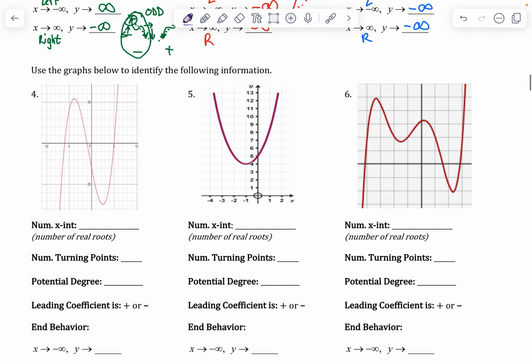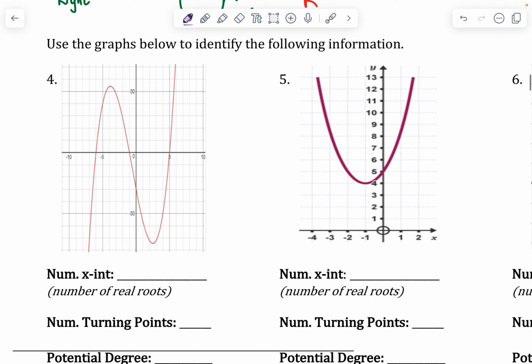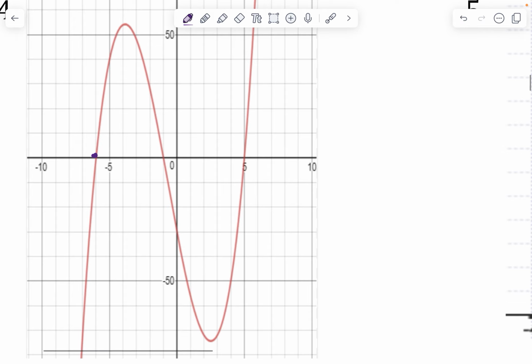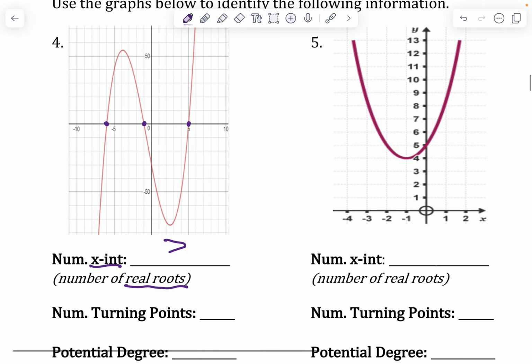So to finish this up, we're going to look at the graphs here. And now notice the first thing we're going to look at here is a slight difference from the last one. So look, this is asking for the number of x-intercepts or the number of real roots. So guys, real roots are going to show up on your graph. They are the x-intercepts, which is what our question is asking, right? So the number of real roots here is 3.